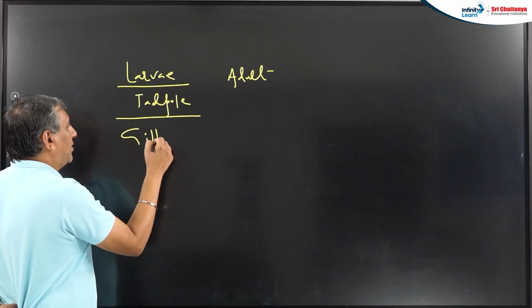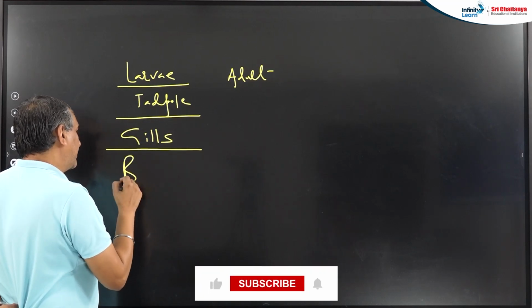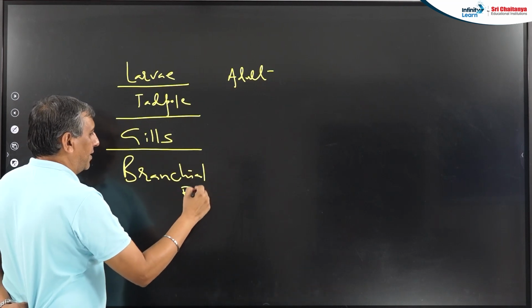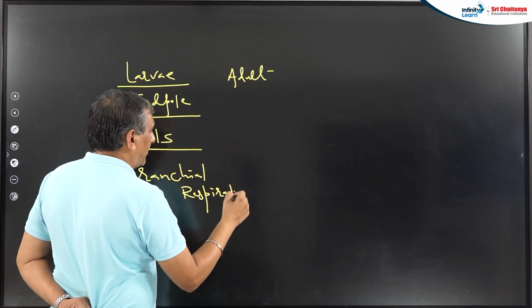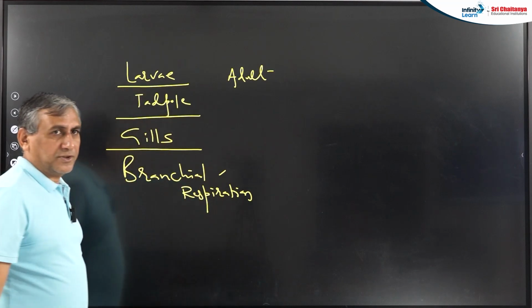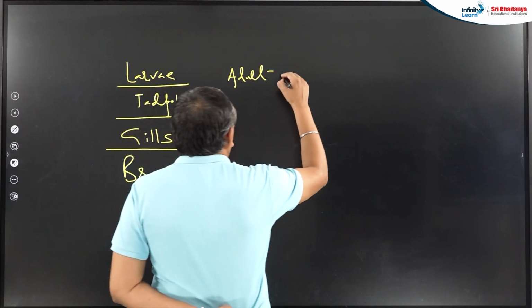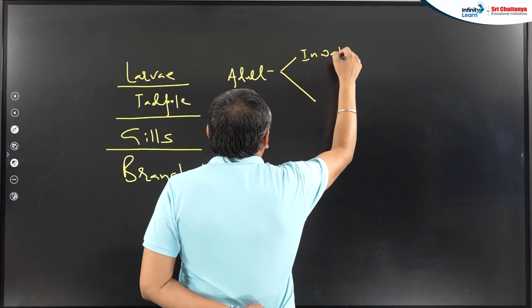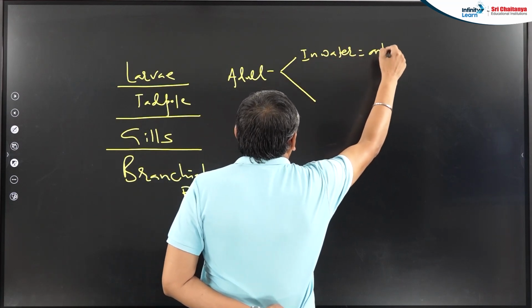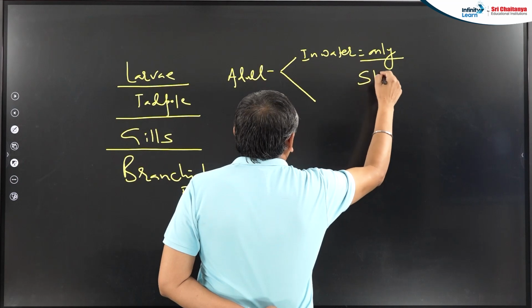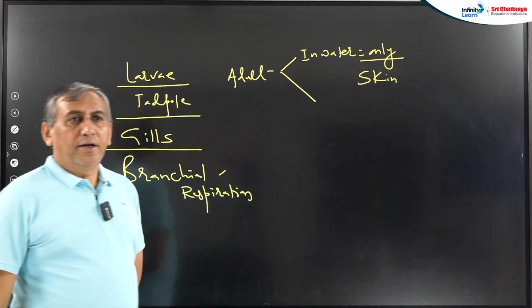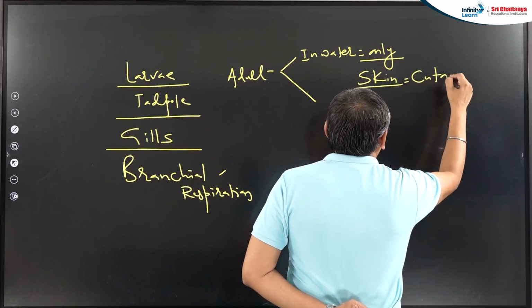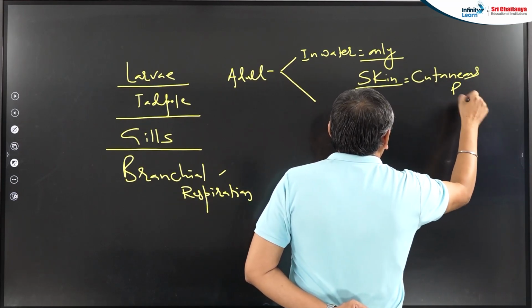It takes place with the help of gills. Gills means what is the type of respiration? That is the branchial respiration. With the help of gills, what type of respiration takes place? Branchial respiration. And when we are talking about the adult frog, when adult frog is in water, only one type of respiration takes place, that takes place with the help of skin. The respiration with the help of skin is known as the cutaneous respiration.